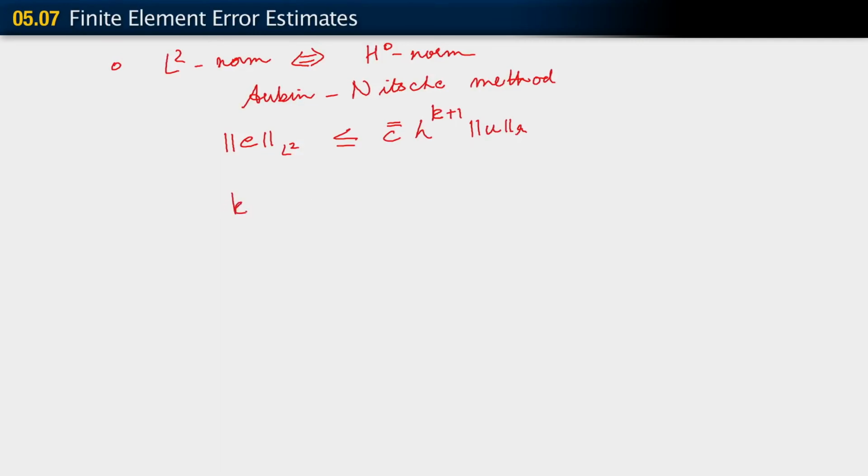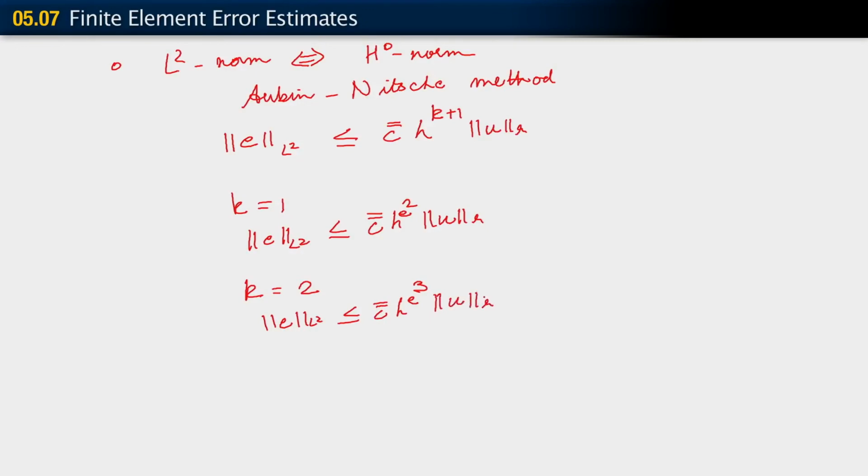So what this means now is that with k equals 1, the L2 error of our finite element solution converges quadratically. It converges at HE to the power 2, and so on. So if we had k equals 2, we would converge at the rate HE to the power 3. And so on. Okay?